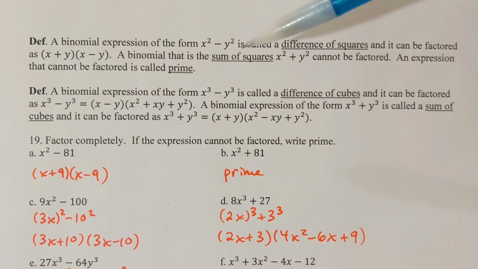A binomial that is the sum of squares, x squared plus y squared, cannot be factored, and we call that prime. Okay, it can't be factored further.